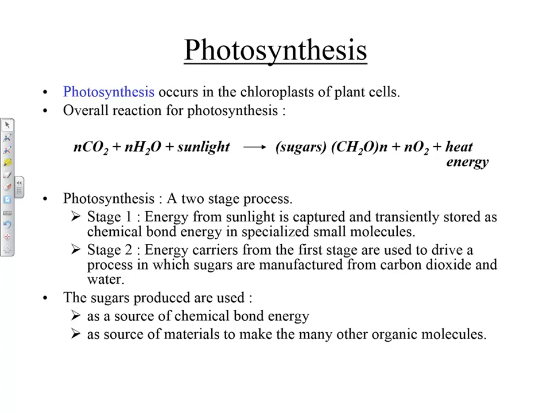Photosynthesis is a two-stage process. In the first stage, energy from sunlight is captured and is transiently stored as chemical bond energy in specialized small molecules, and we'll encounter some of these molecules towards the end of this chapter. In the second stage, the energy carriers from the first stage are used to drive a process in which sugars, like carbohydrates, are manufactured from carbon dioxide and water. The sugars that a plant produces by photosynthesis are used as a source of chemical bond energy and also as a source of materials to make the many other organic molecules that the cell needs.